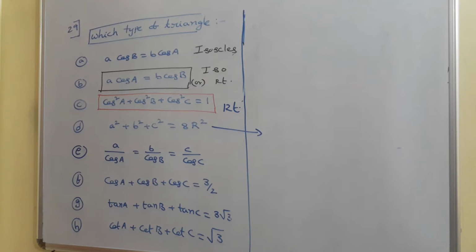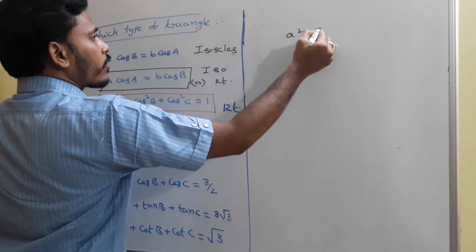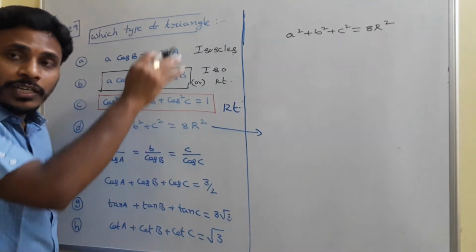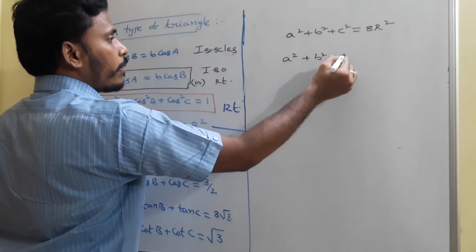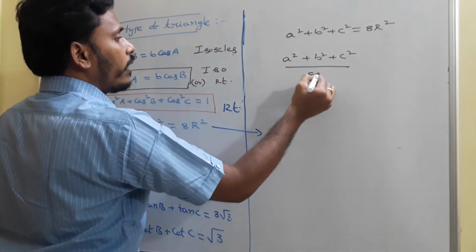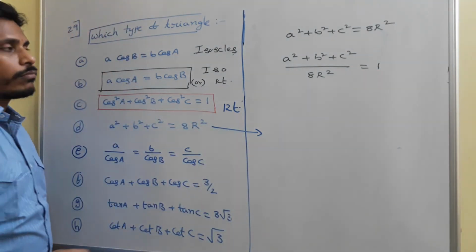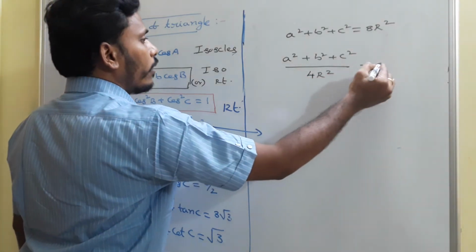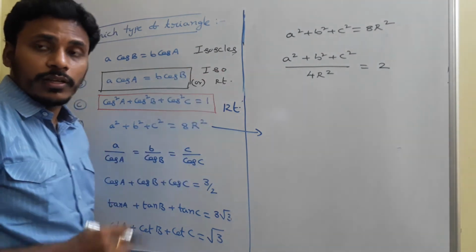For the next bit D, a square plus b square plus c square equals 8r square. Just look there. You send this 8r square to this side, and you will get a square plus b square plus c square divided by 8r square equals 1. Is it right? For my convenience, I write 4 here and 2 there. Since it is 8r square, which is 2 into 4r square, 4r square this side, 2 at that side.